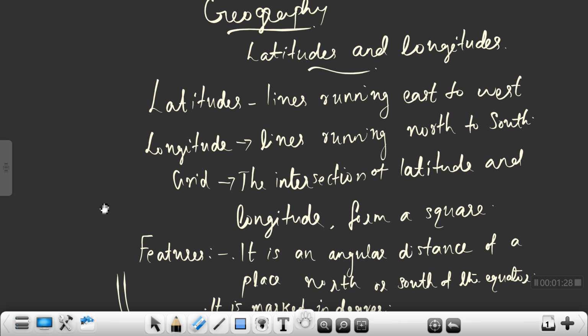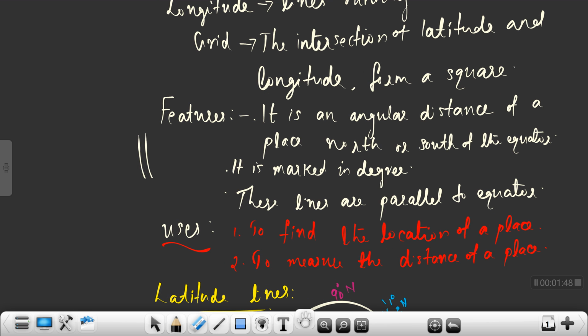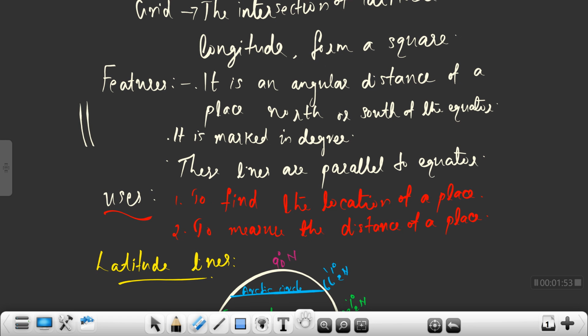Then, what are the important features of these latitude lines? First one, it is an angular distance of a place north or south of the equator. Second one, it is marked in degrees. Third one, these lines are parallel to the equator. These are the important features of latitude.